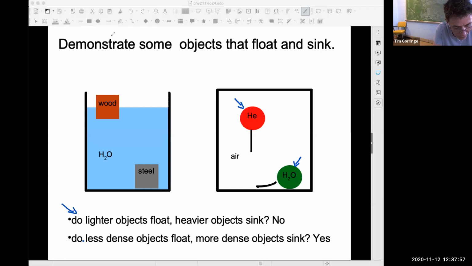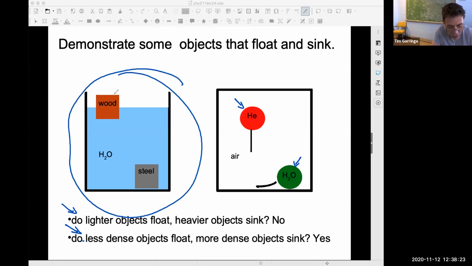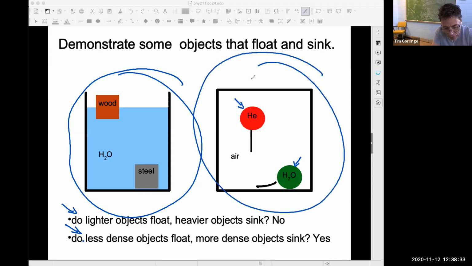And so what we're going to discover is that it's less dense objects that will float, less dense than the fluid they're immersed in. And it's more dense objects that will sink, more dense than the fluid that they're floating in. So when we're looking over here on the left, which objects float and sink in water, the sinking or floating is really a comparison of their densities to the density of the fluid, the water. When we're looking over here on the right at what objects float and sink in air, whether they float or sink in air is determined by their density relative to the density of the fluid, the air.